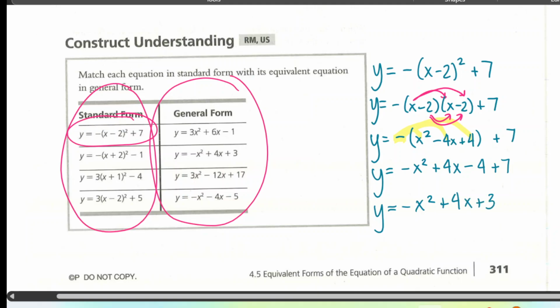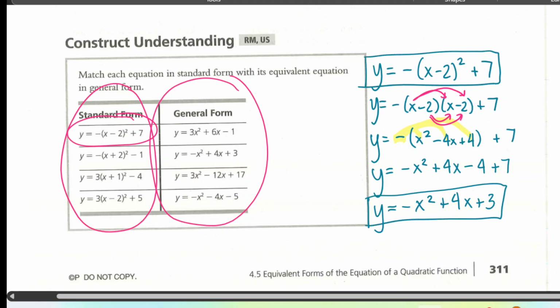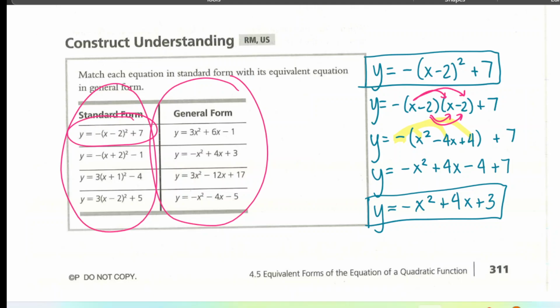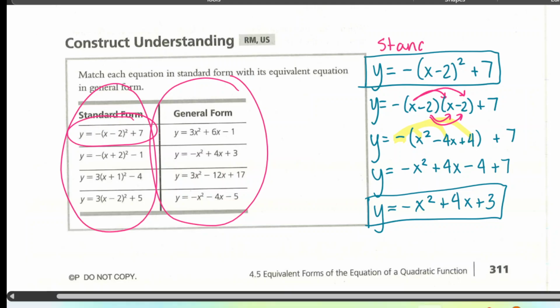Now this is the general form. I'm just going to box this in, and this is the standard form. So they are equivalent forms of each other, and if you graphed them, they would give you the same graph. I'm going to show you that in a second. I'm just going to label them here. This is standard. This is general. So let's go ahead and graph them.